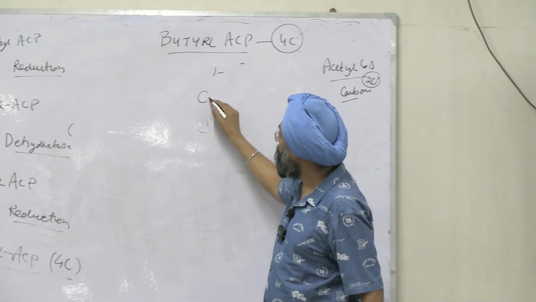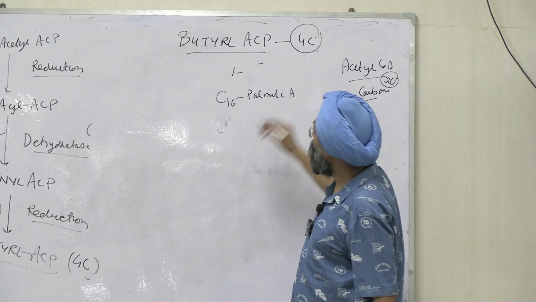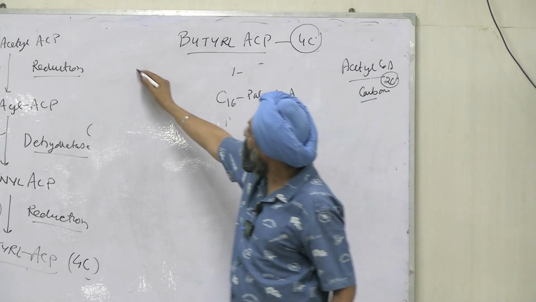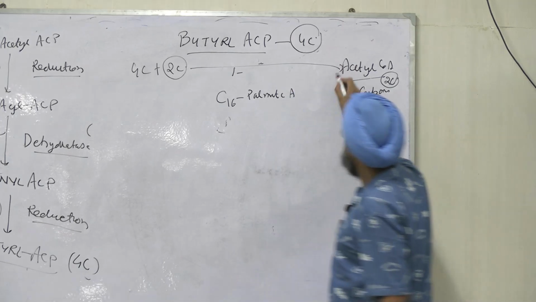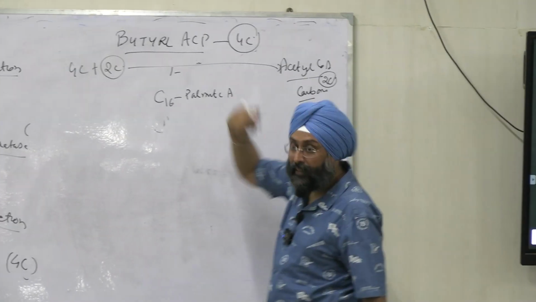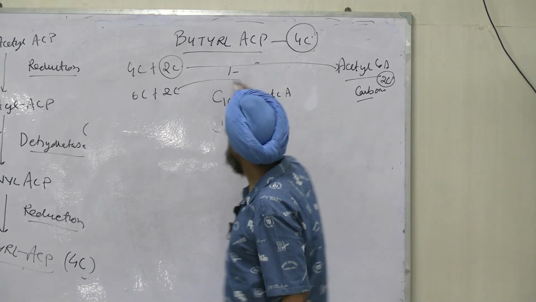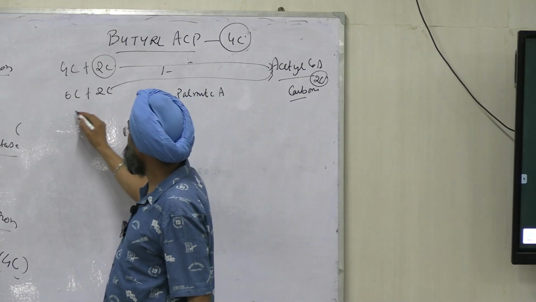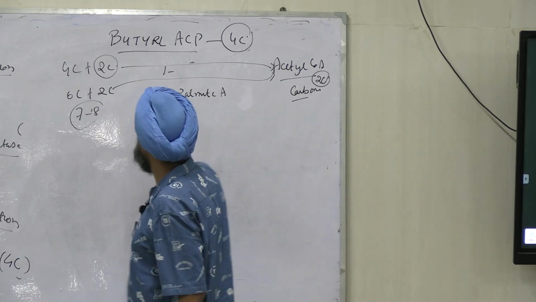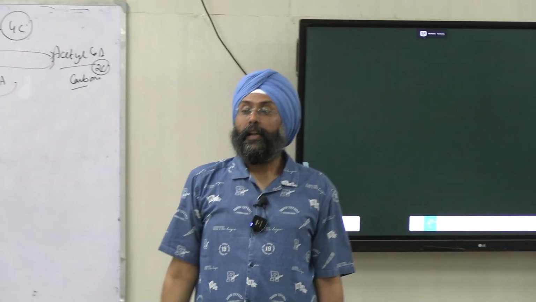Until you get the 16 carbon palmitic acid. How? We have 4 carbon plus 2 carbon via acetyl CoA, right? Again the steps are repeated. Then 6 carbon plus 2 carbon via acetyl CoA. The step is repeated approximately 7 to 8 times, and finally we will get our 16 carbon palmitic acid. And it doesn't contain a double bond.